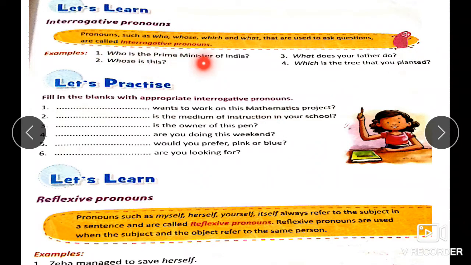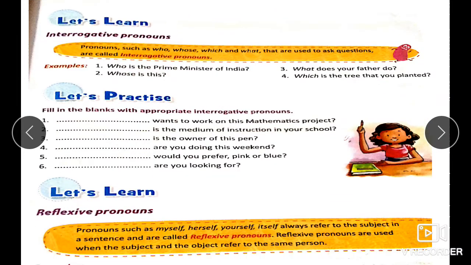Example, who is the Prime Minister of India? WH question, who is used. Who here refers or indicates to whom? Indicates the Prime Minister. So, who is the Prime Minister of India? Here who is the interrogative pronoun. Now, what does your father do? What again here refers to what? Refers to some job that the father does. Therefore, what is here again an interrogative pronoun. Whose is this? Again referring to something about which we are talking, belonging to somebody.